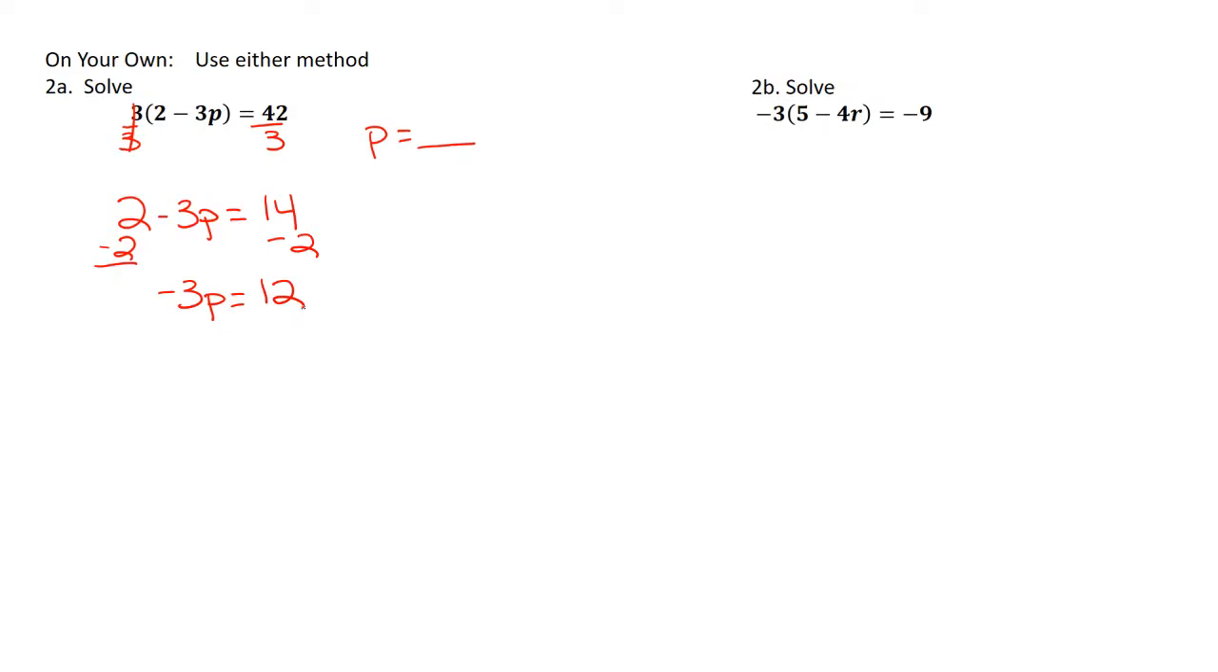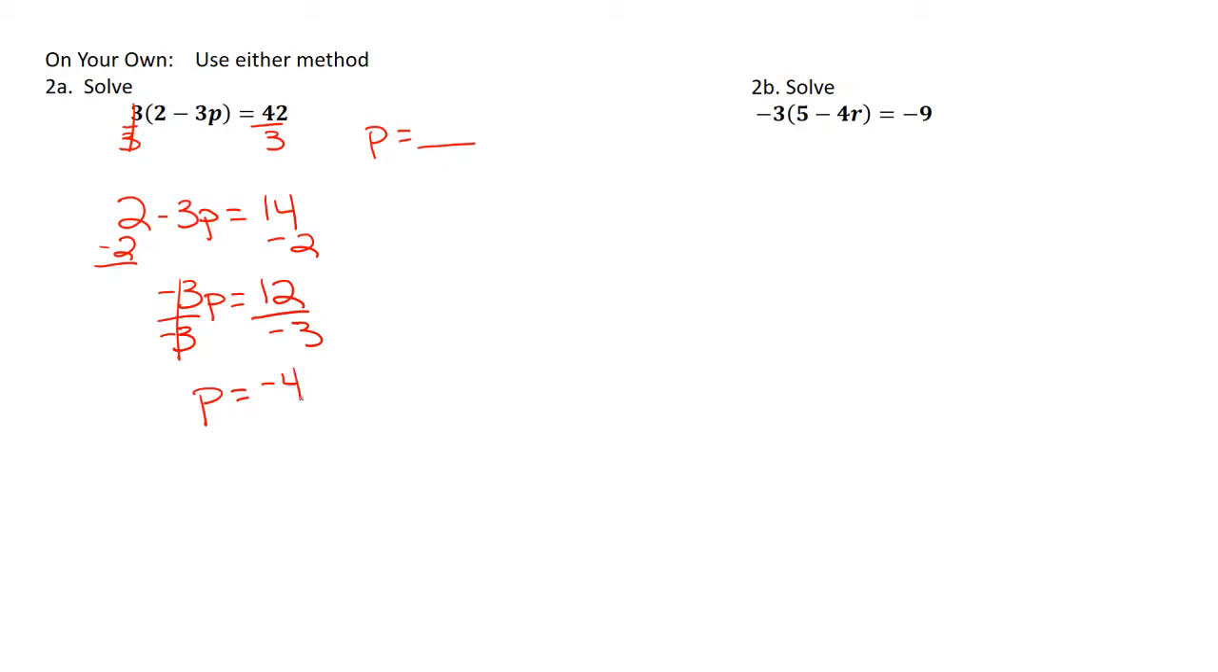All right, and now we don't have our p by itself yet. We have a negative 3 multiplied by it, but we can divide by negative 3. If we do it on the left side, we do it on the right side. So negative 3 over negative 3 is 1, so that leaves us with p equals negative 4.